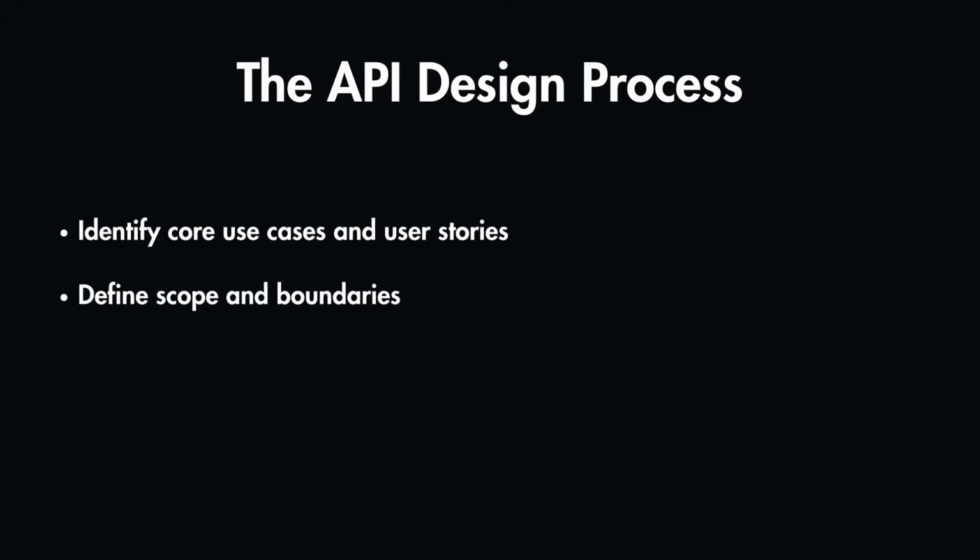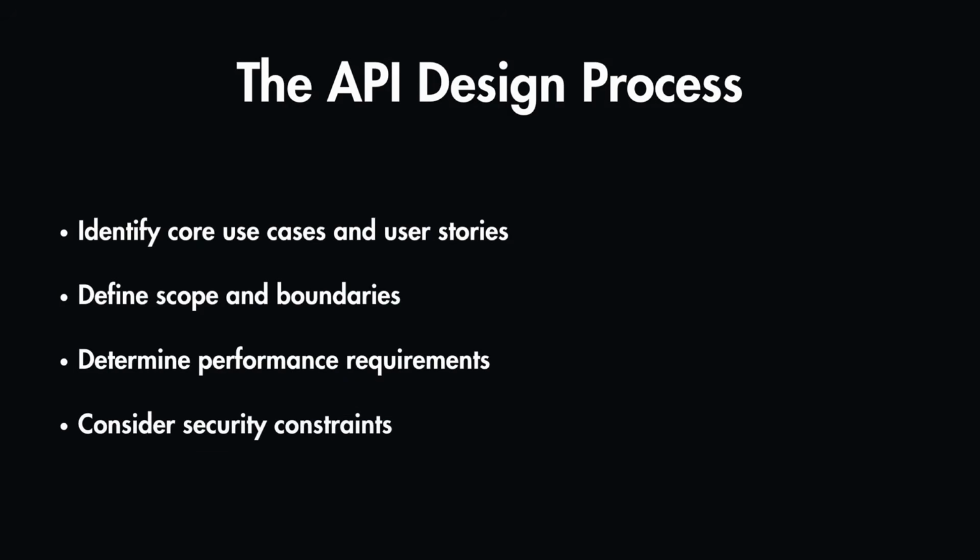Then you should determine the performance requirements, and specifically in your API's case, what will be the bottlenecks and where you need to make sure that it's performant. And you should also not overlook the security constraints, so you should implement all of the basic features like authentication, authorization, and rate limiting, but maybe some more stuff depending on the API that you'll develop.